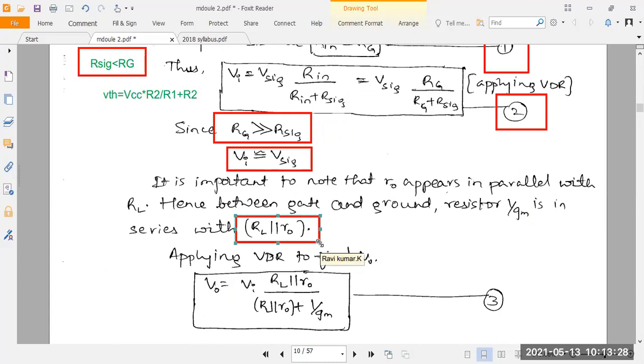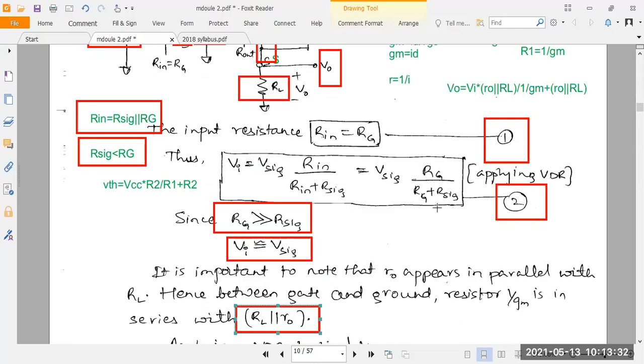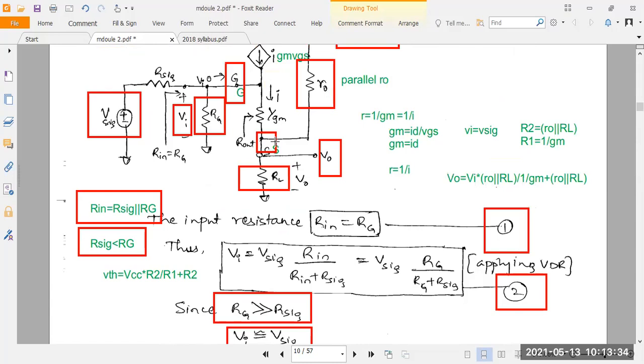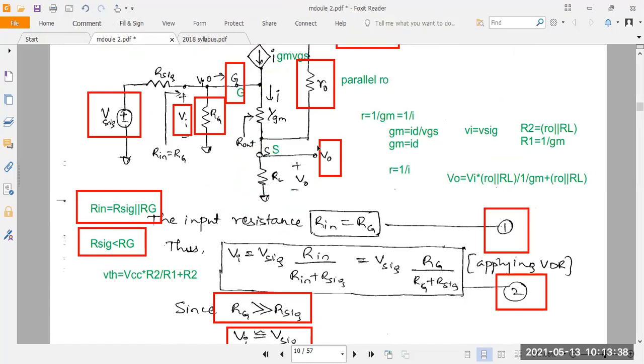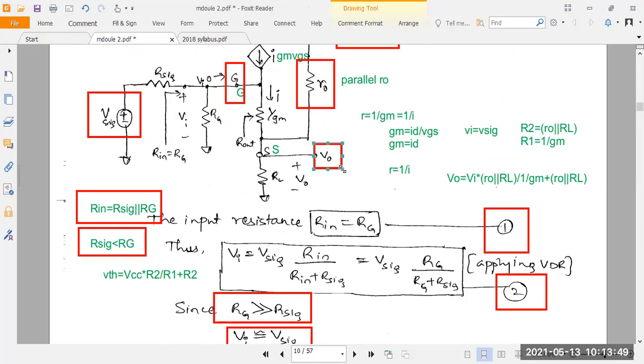From this, you have to apply the voltage divider rule for the V0. You take the circuit diagram here. Okay, from this circuit diagram, you have to apply the voltage divider rule. What is the voltage divider rule here? VCC into R2 divided by R1 plus R2. Same thing you take now. Okay, V0 means what here? VTH.